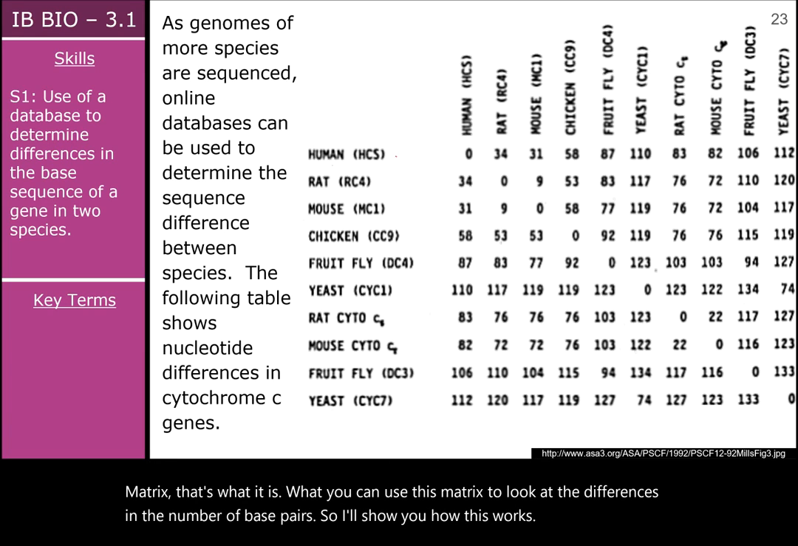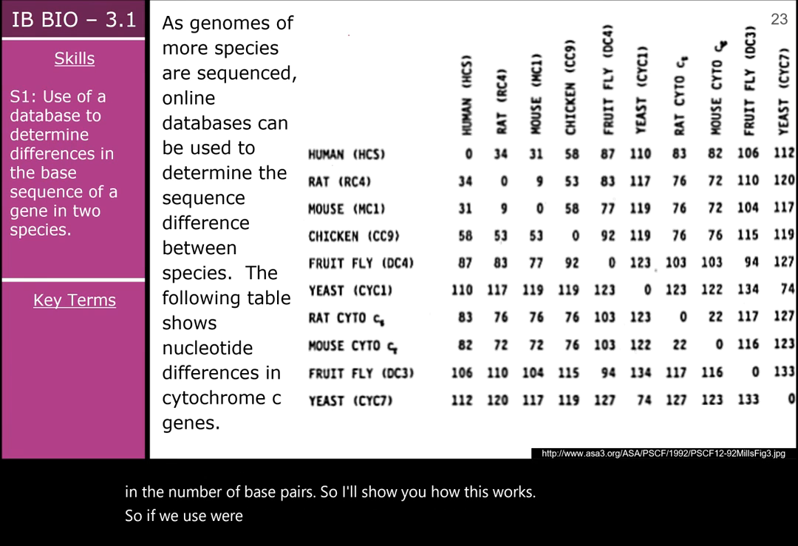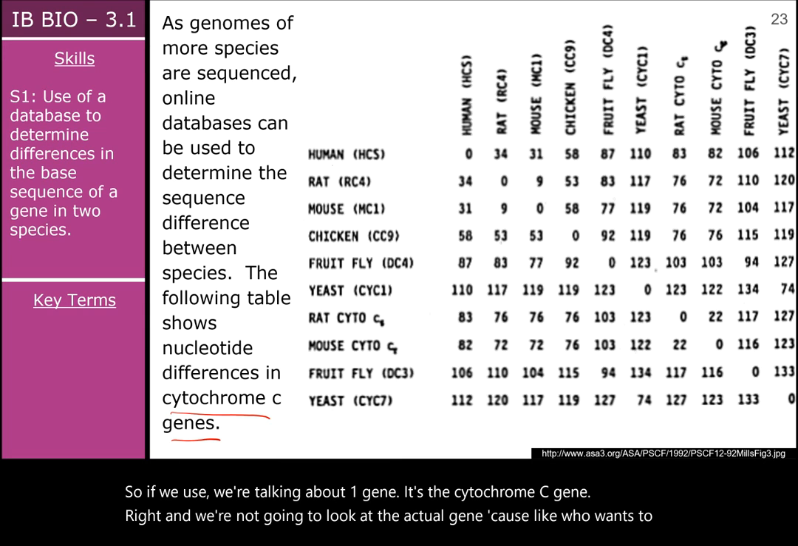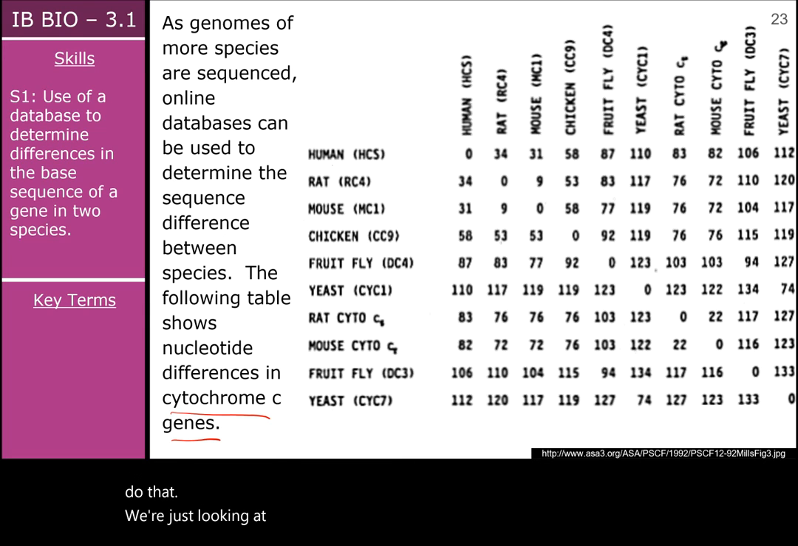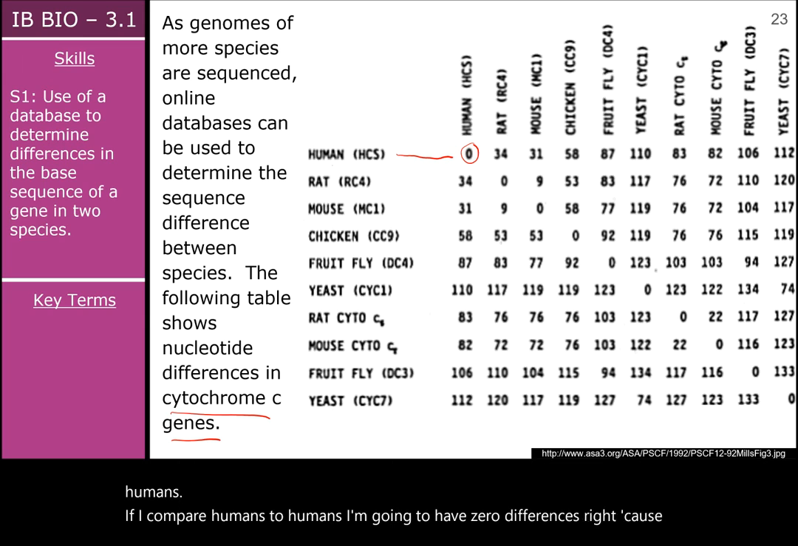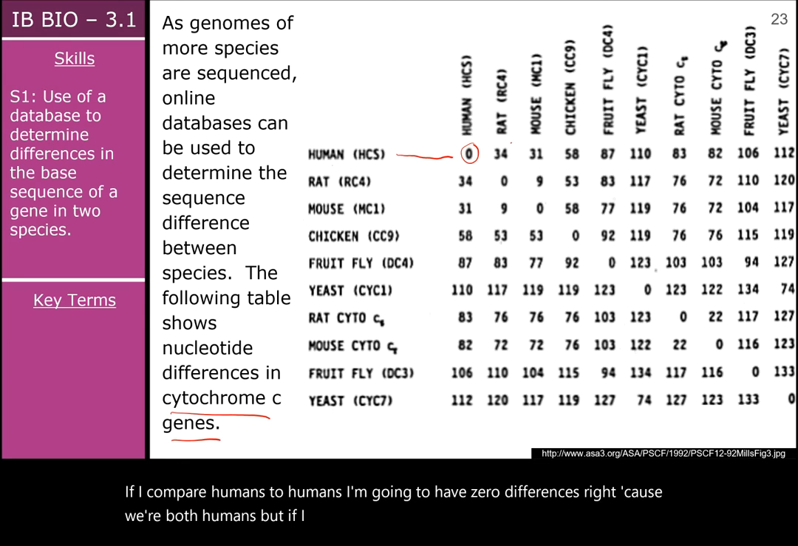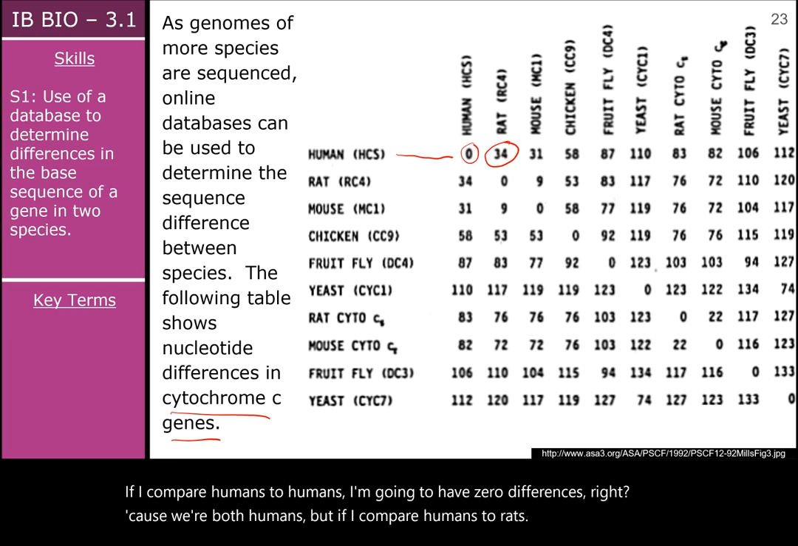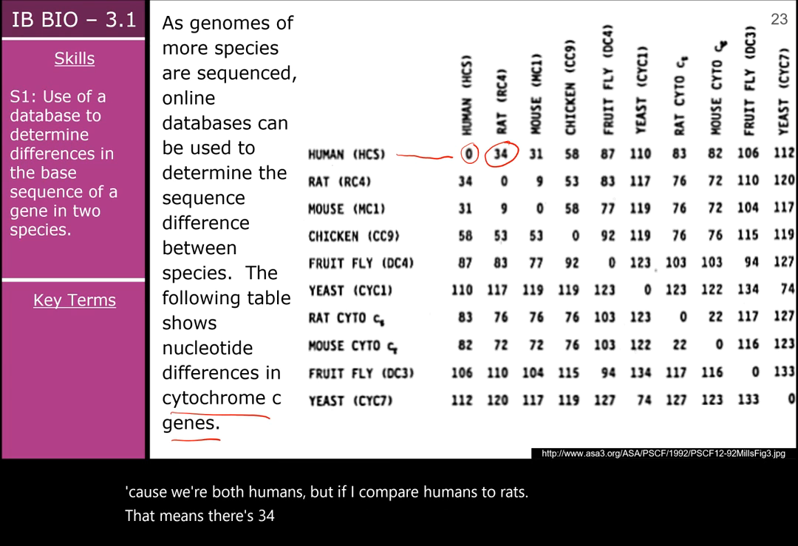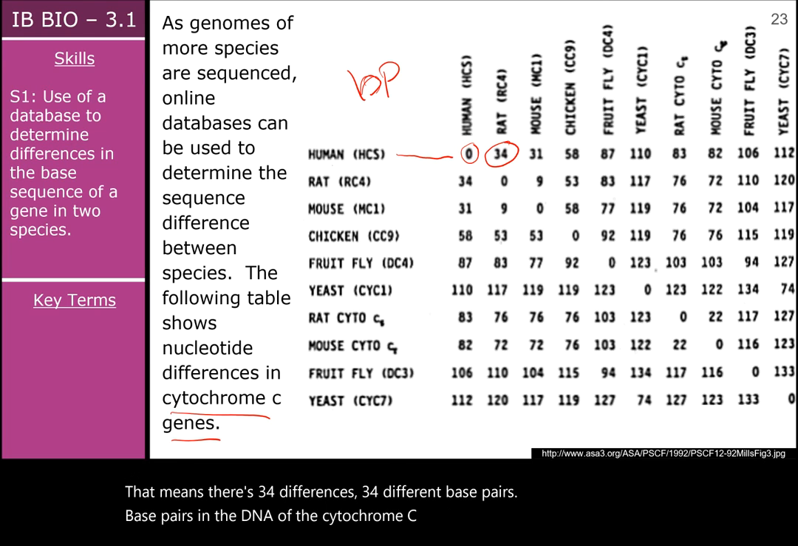So if we're talking about one gene, it's the cytochrome C gene, right? And we're not going to look at the actual gene because who wants to do that? We're just looking at the number of differences. So if I compare humans to humans, I'm going to have 0 differences, right? Because they're both humans. But if I compare humans to rats, that means there's 34 differences, 34 different base pairs in the DNA of the cytochrome C gene between humans and rats.